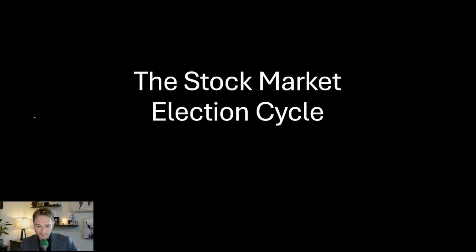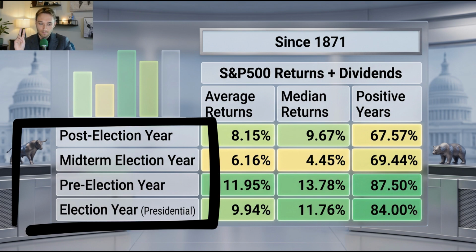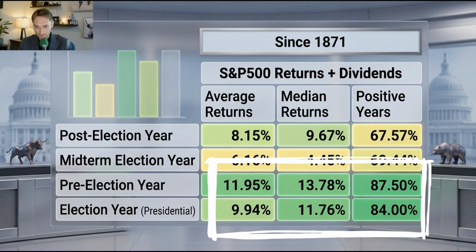Here we go, the deep dive of the stock market election cycle. So what I did, I bucketed each one of the 4 years: post-election year, midterm election year, pre-election year, and the election year. It's clear that the pre-election year and election year are outliers, okay? We can make some assumptions about that.